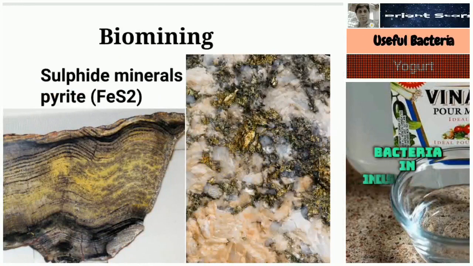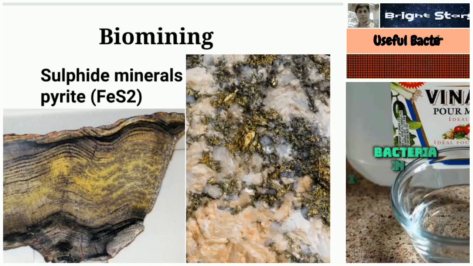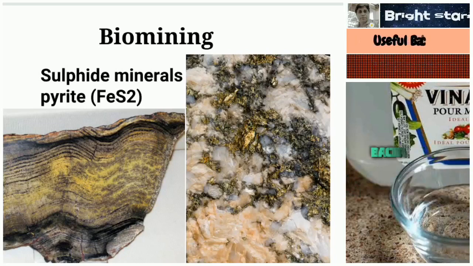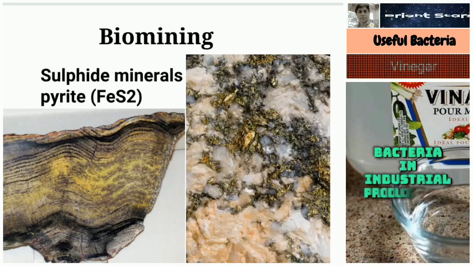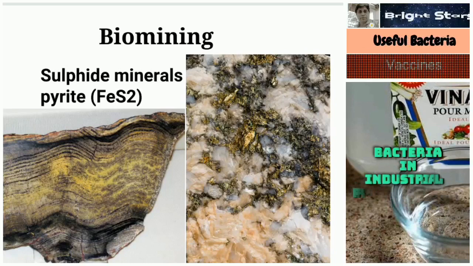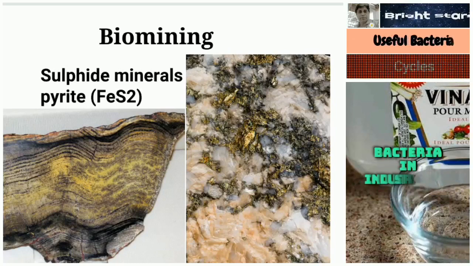Next, biomining, especially of iron. Iron is extracted from inside the ground, especially from sulfide minerals, pyrites. Iron pyrites, FeS2, are present. This kind of mineral can be extracted by using chemosynthetic sulfur bacteria and iron bacteria, which are used in the extraction of minerals from the soil.